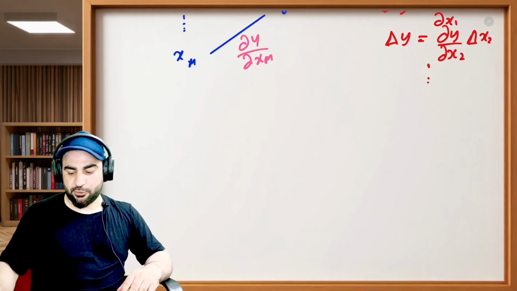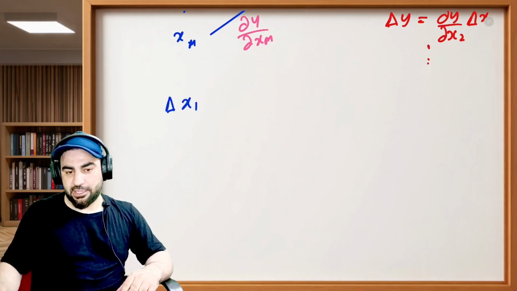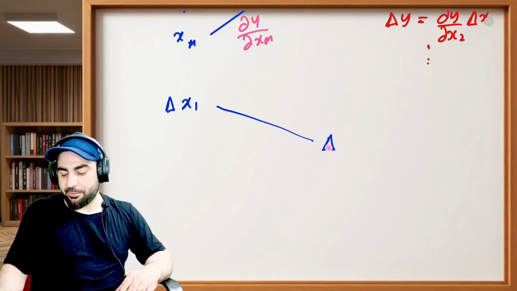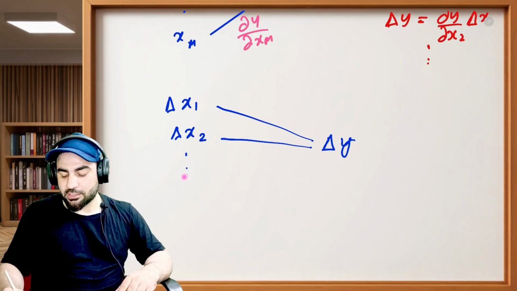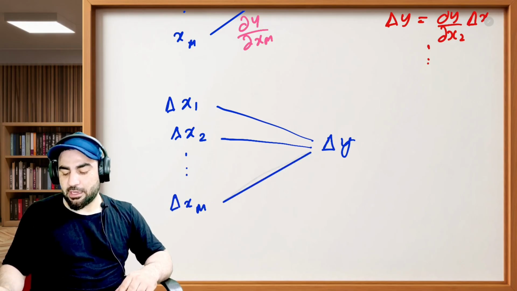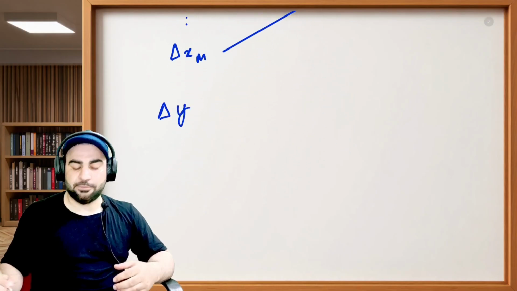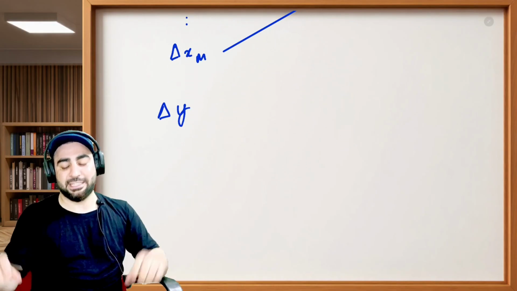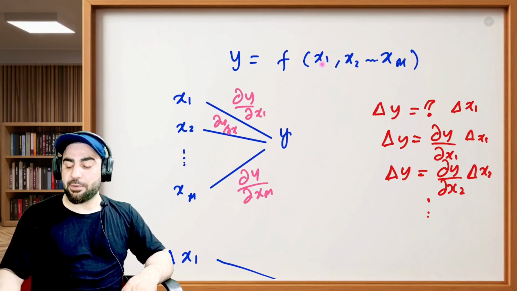Any questions still here? Now if I change this to delta xm, I can write it like this. If I change delta x1, it will have an impact on delta y. Similarly delta x2 will have some impact on this, and delta xm will have some impact on this. And now how do we compute the total change? Because this is a multivariate function, I have the ability to change a lot of these.